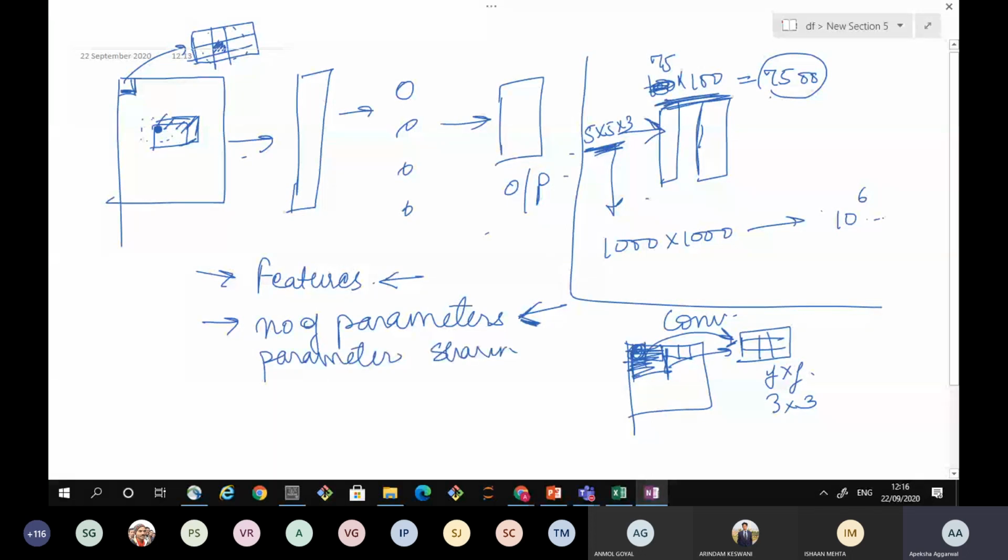What is happening is that we are only learning W1 to W9, only 9 filter values for the whole image. The image size can be 1000 cross 1000, but for 1000 cross 1000 we are only learning 9 values. So these 9 parameters work fine for all the 1000 values of the image. Those parameters are shared for all the values.